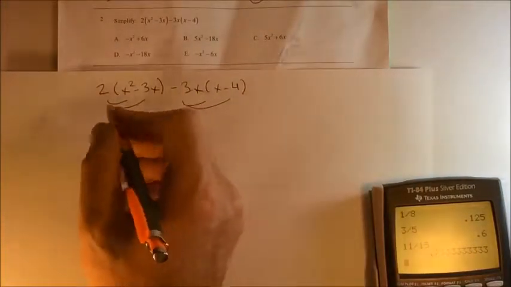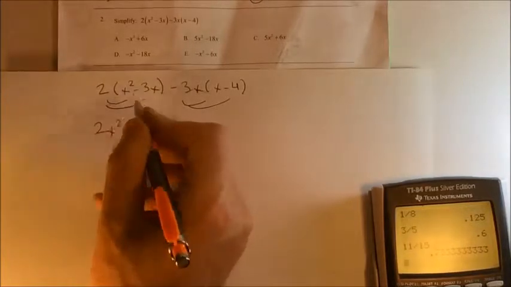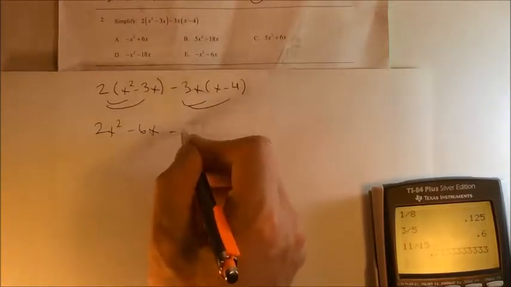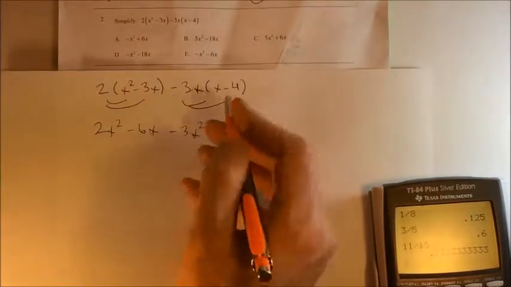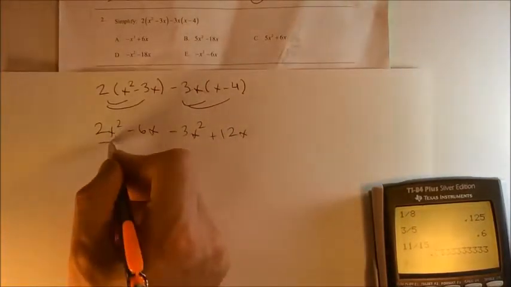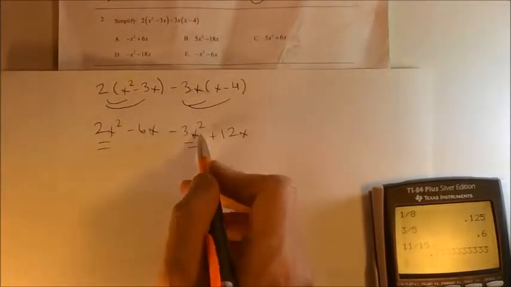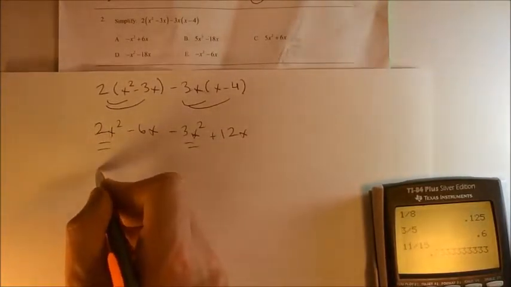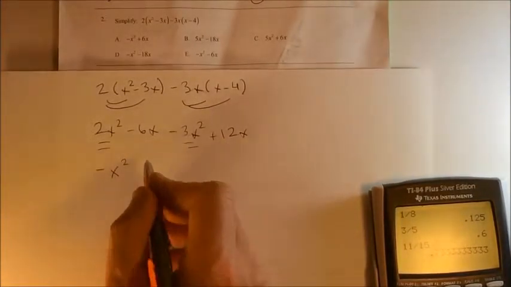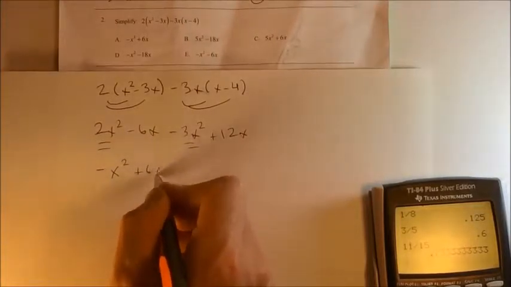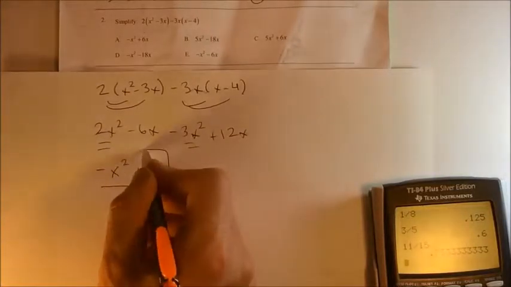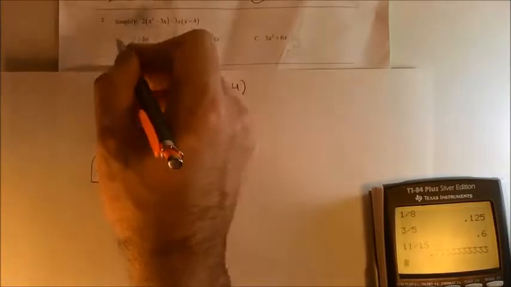So 2 times x squared will give me 2x squared. 2 times negative 3x gives me negative 6x. Negative 3x times x will give me negative 3x squared. Negative 3x times negative 4 gives me positive 12x. Now, let's just combine like terms. I've got these x squared terms here. 2 minus 3 will give me negative 1x squared. Negative 6x plus 12x gives me plus 6x. So I've got plus 6x. And let's see which of these that matches with. That is A.